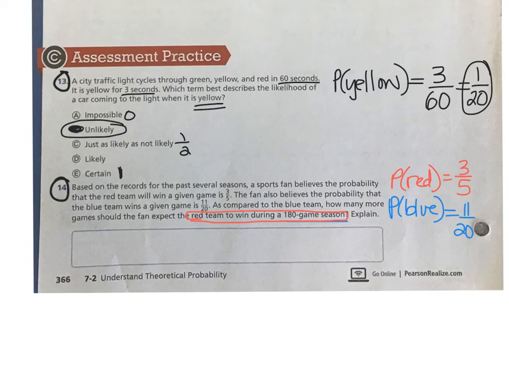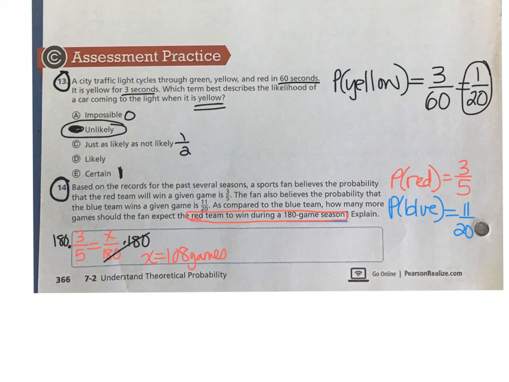First, let's look at the probabilities for each team. The probability that the red team wins is 3 out of 5. So how many games would that be for the red team to win in a 180 game season? Solve that proportion by multiplying both sides by 180. And what do you get? We expect the red team to win 108 games.